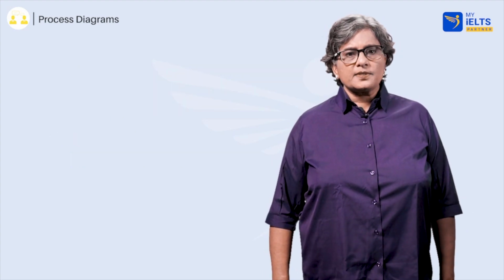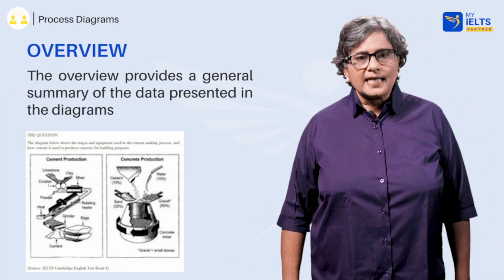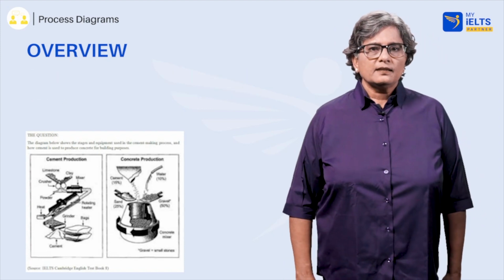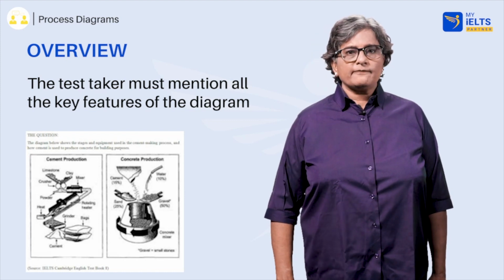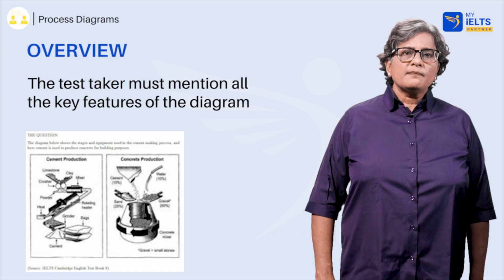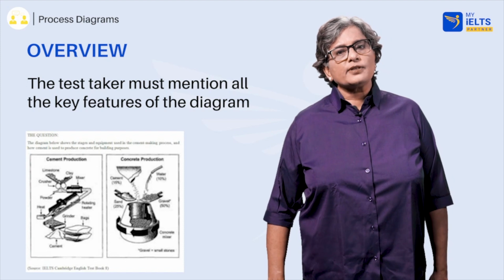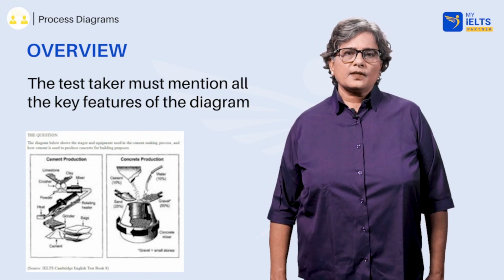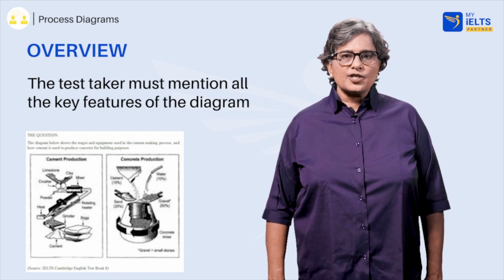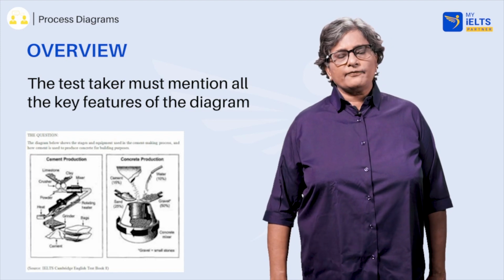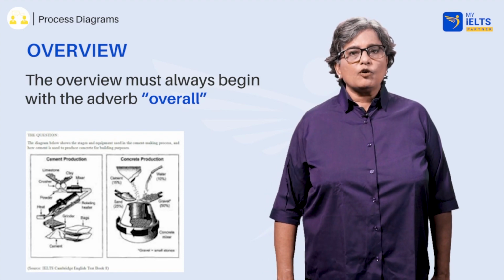After the introduction comes the overview. The overview provides a general summary of the data presented in the diagrams. Here, the test taker must mention all the key features of the diagram, especially if more than one diagram is provided. Mention the more significant one and then mention the second one and its relation to the first one, if any. Moreover, it should contain all the elements like the main element or machine or tool used and other significant information. The overview must always begin with the adverb overall.